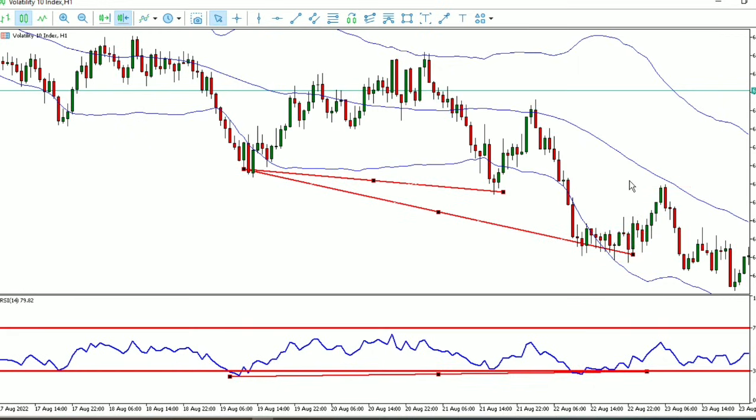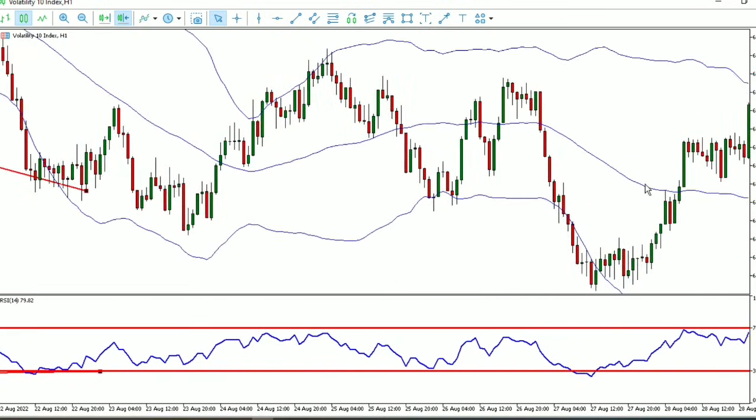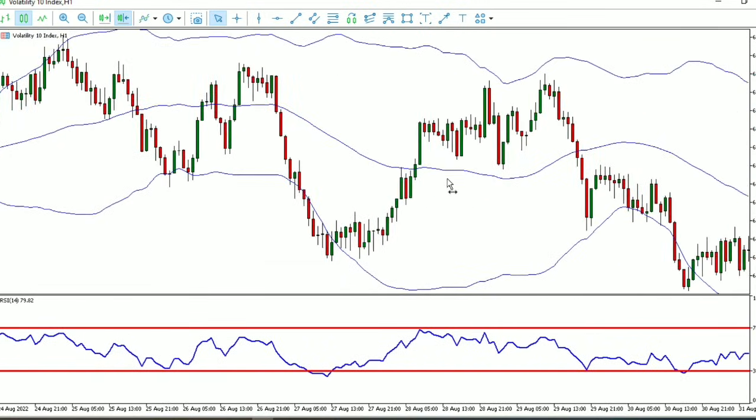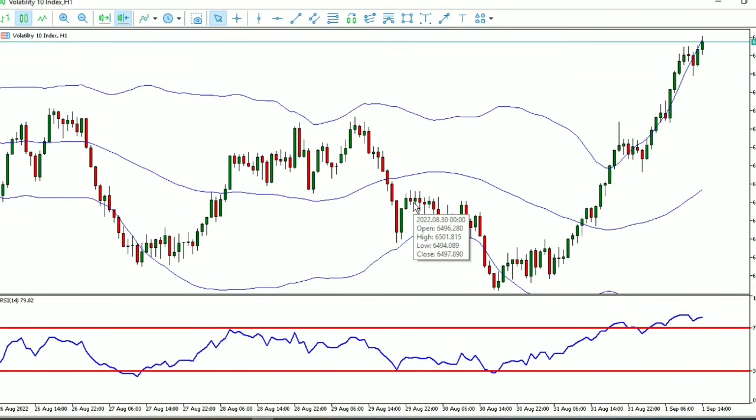I don't want to just come to you and show you winning examples only. I also want to show you when things don't go well. But obviously, if you combine divergence with Bollinger Bands, you are going to make some good decisions, because the Bollinger Bands are going to help you know exactly when to enter, and the divergence is going to help you identify when the market is about to reverse.